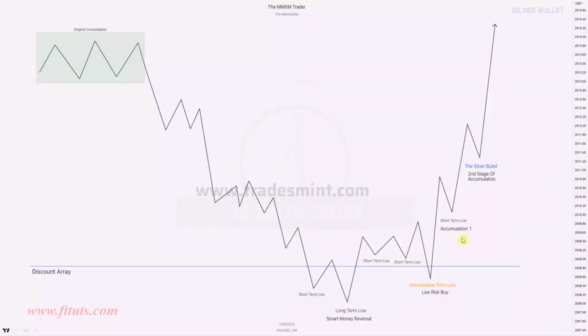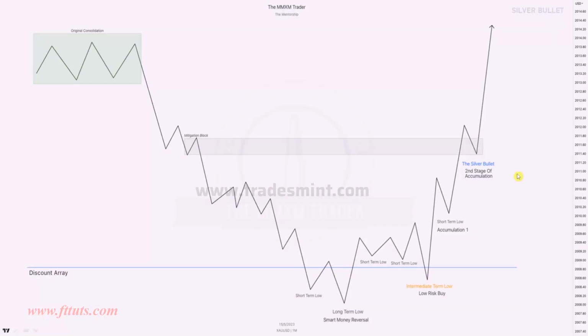Accumulation phase number 1 happens over here, then we expand higher again, and then the silver bullet is forming, which is the second stage of accumulation. Again, thinking back about order pairing, thinking back about mitigation blocks and that kind of technique, right? We can use that mitigation block once again. So this could be a bearish order block, right? We violate that bearish order block, and once price trades back into it, we can use it as a mitigation block to offload those short positions and go into long positions from smart money, completing that market maker buy model above that original consolidation.